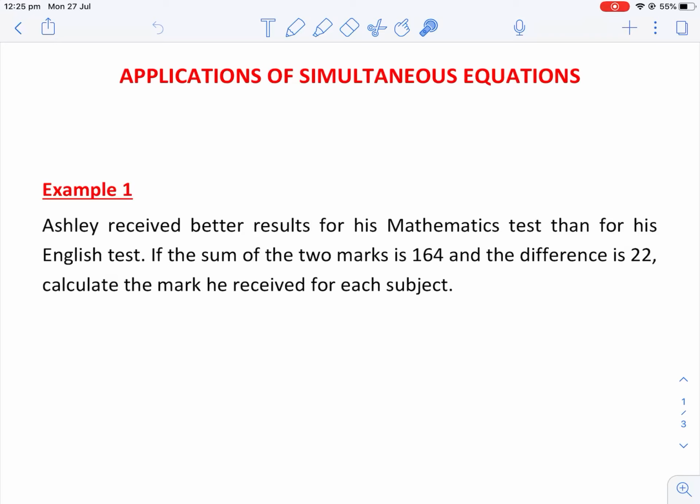In this video, we will be looking at the applications of simultaneous equations. As usual, we're going to check it out with some examples. So the first one here, example 1, let's read it out loud with me.